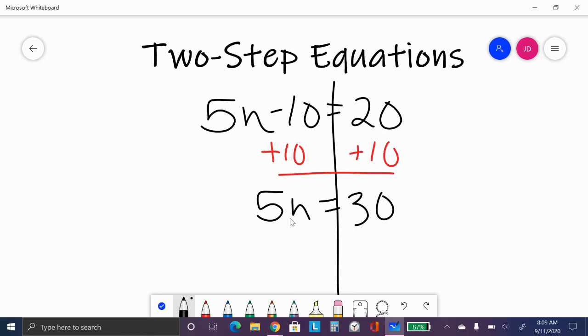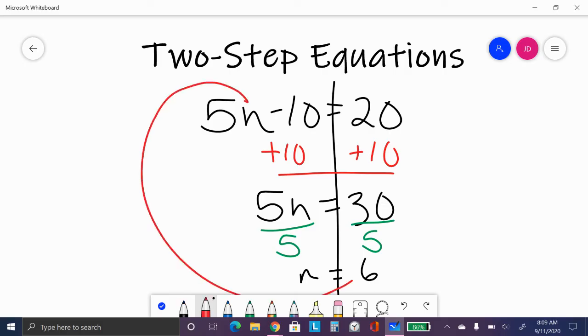And now it becomes a one-step equation like we saw before, and we just divide both sides by 5, and you get n is 6. And then I can double check when I plug it all the way back in up here. 5 times 6 is 30, minus 10, which is 20. All right, let's look at another.